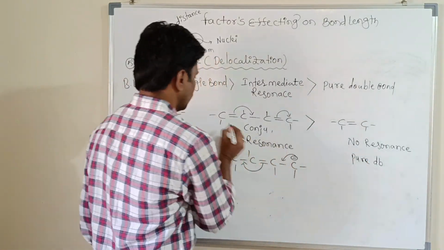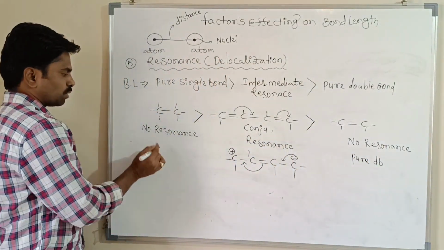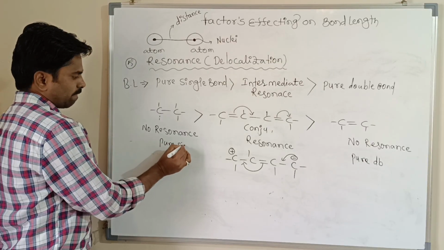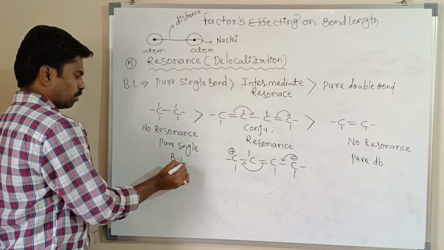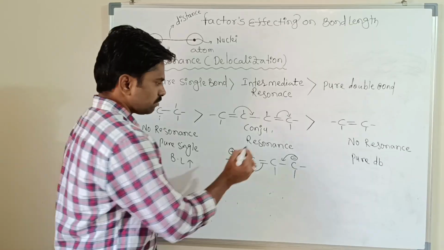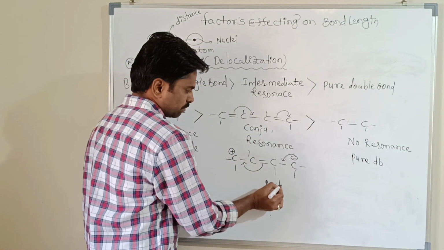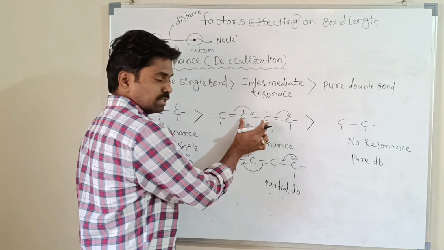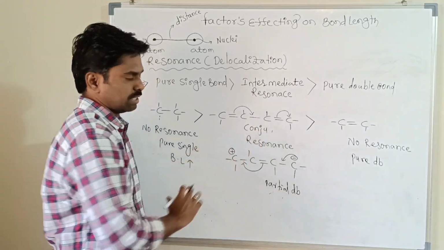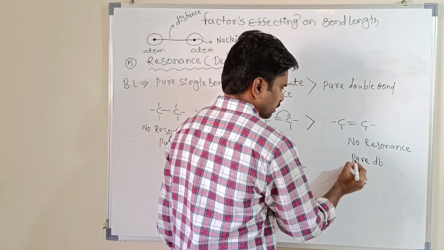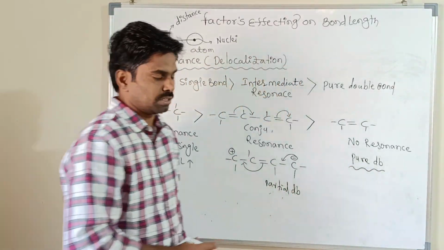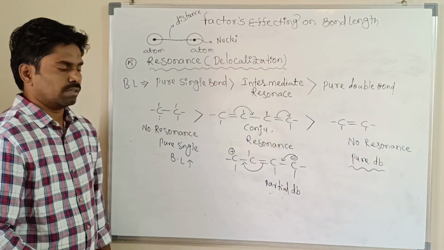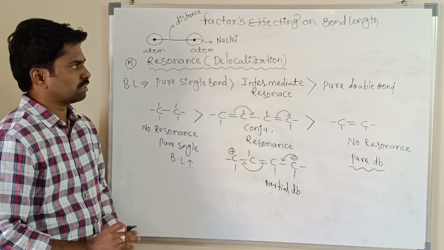Okay, so finally we go for the pure single bond. The bond length is excess. Okay, here a partial double bond is forming between these two carbon atoms, which are present in the single bond. Okay, but here a pure double bond is there. There is no resonance. There is a fixed double bond. Right. So this is the resonance.